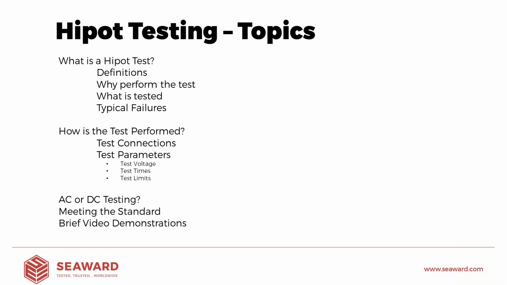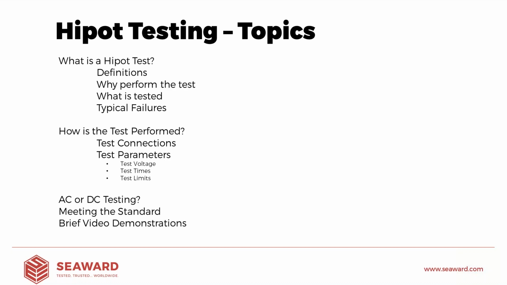We'll then move on to actually performing the test. So how is it performed? What connections do you need to make to the equipment you're performing the test to? We'll talk about the test parameters themselves, the voltages, the times, the pass limits that you should be looking to set within your production environment.